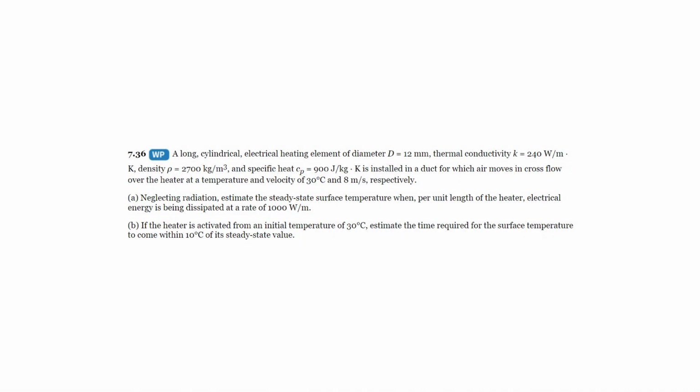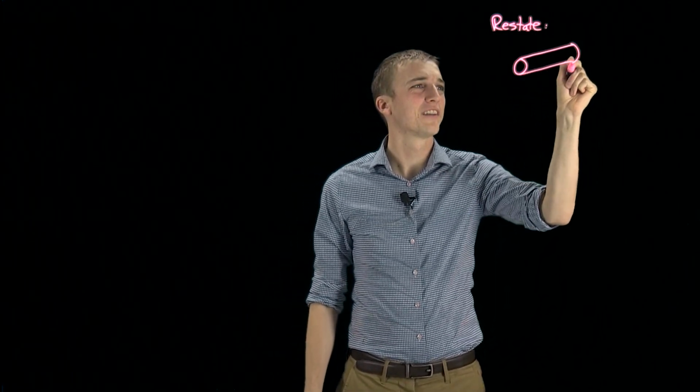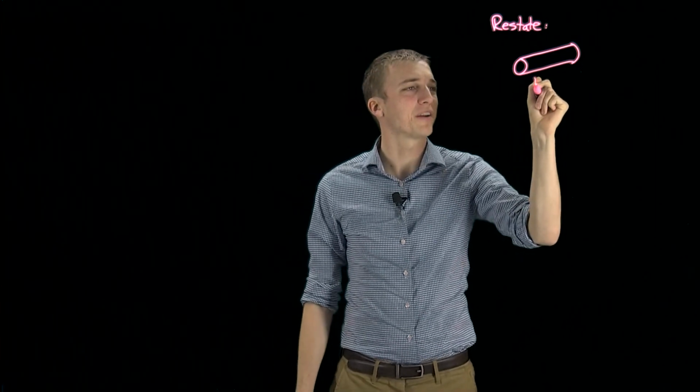Okay, today we're doing the second practice problem for homework number 7. We'll begin as usual by restating the problem using a picture. So we have this long cylindrical rod and we're given some properties about it.